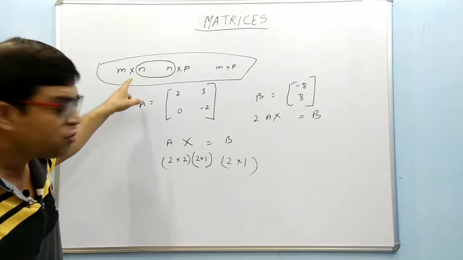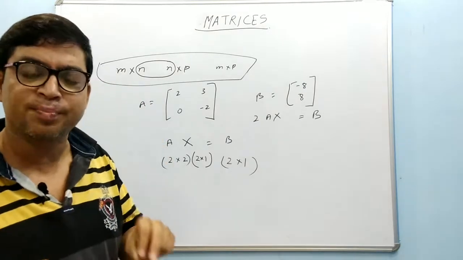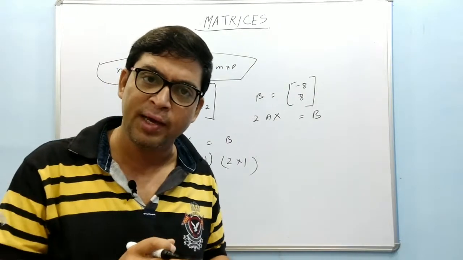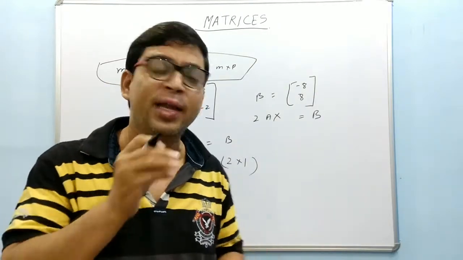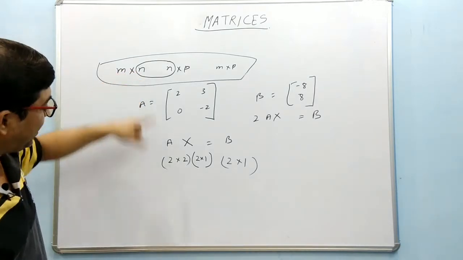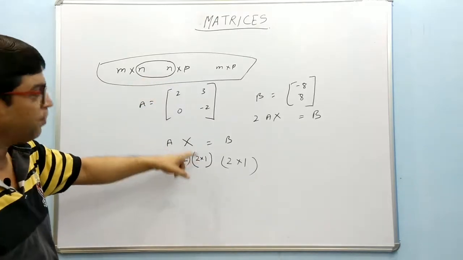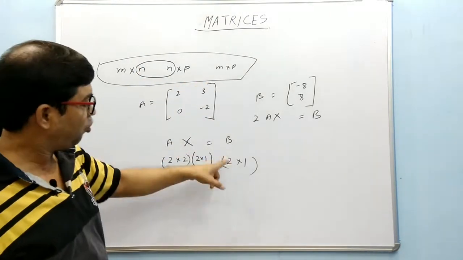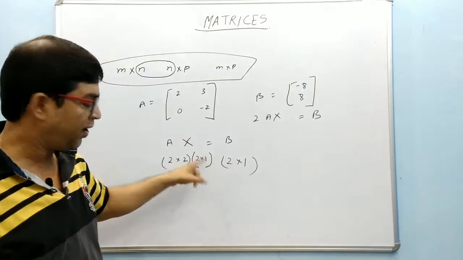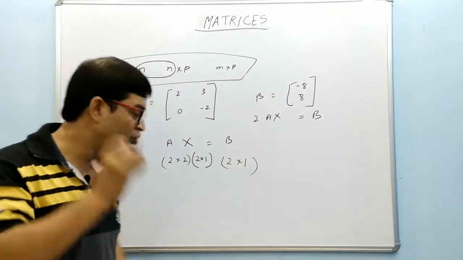Be careful. If you follow this basic thing and find whatever is missing from here, your work will be very easy. See here, M is 2, N is 2, and here we need N and P, so N is 2. And what is P? This is M into P, so 2 into 1, so P is 1. So we decided that the order of the matrix is 2 into 1.